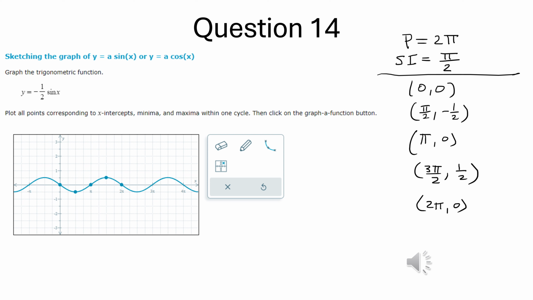At the origin, for example, I know sine starts at 0, 0, you plot that. The next step is pi over 2, comma, -1/2. Remember, amplitude is 1/2. It's a reflection. And you find the famous 5 points: pi, 0, then 3 pi over 2, 1/2 positive, and 2 pi, 0. Done.